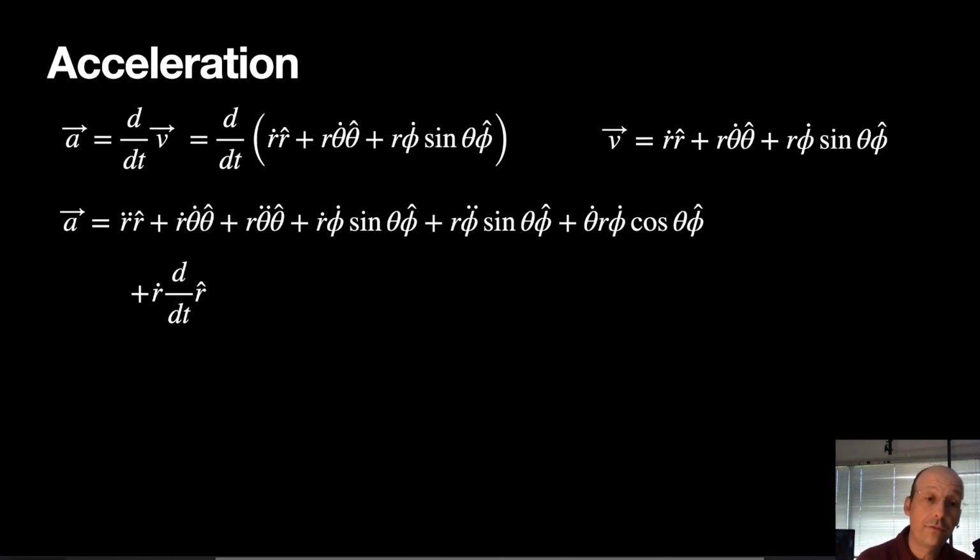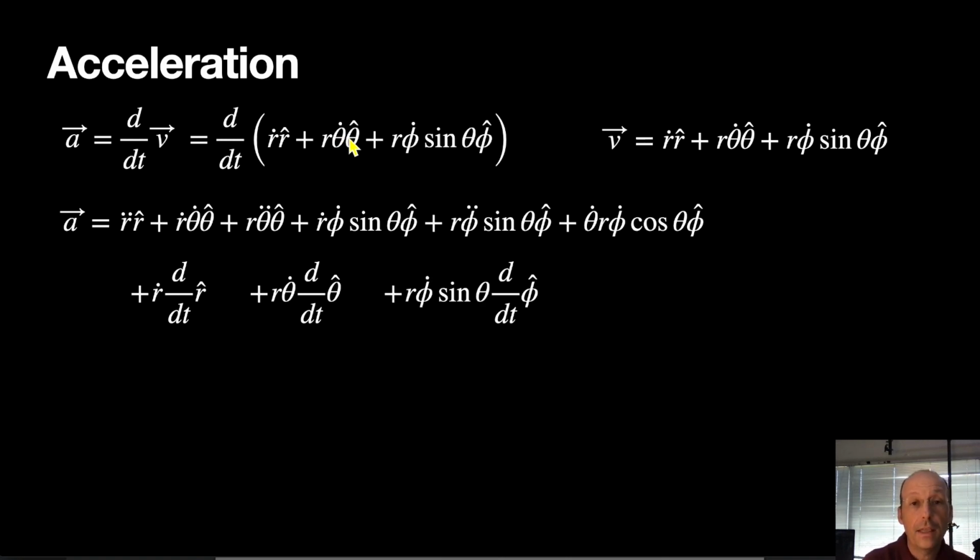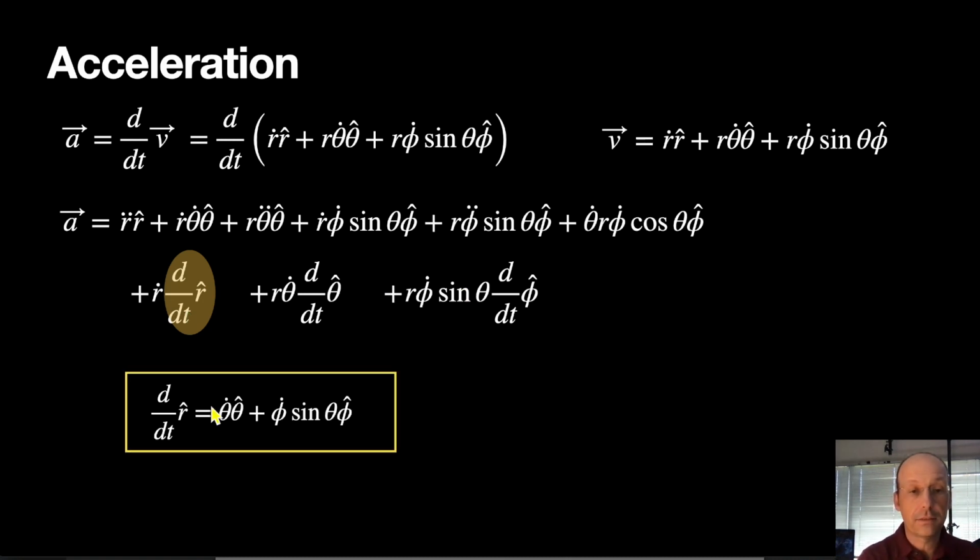Oh, but wait. You have to take the derivatives of the unit vectors too. So this term has an r dot r hat. I have to take the derivative of r hat times r dot. So I get that term. And then I have this term right here. I have to take the derivative of theta hat. So it's going to be r theta dot times the derivative of theta hat with respect to time. And then I have to take the derivative of phi hat and multiply by all that stuff. Well, so I already know this one. I just did this, right? The derivative of r hat with respect to time, I know. That's going to be this. I just did it. I promise you, I just did that.